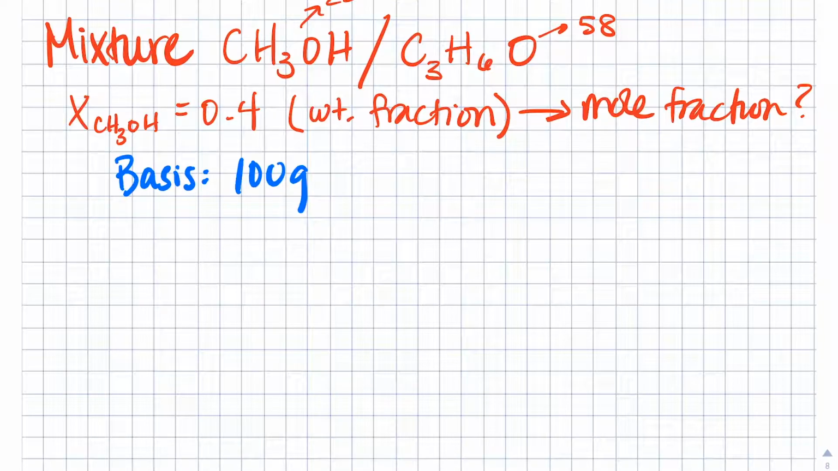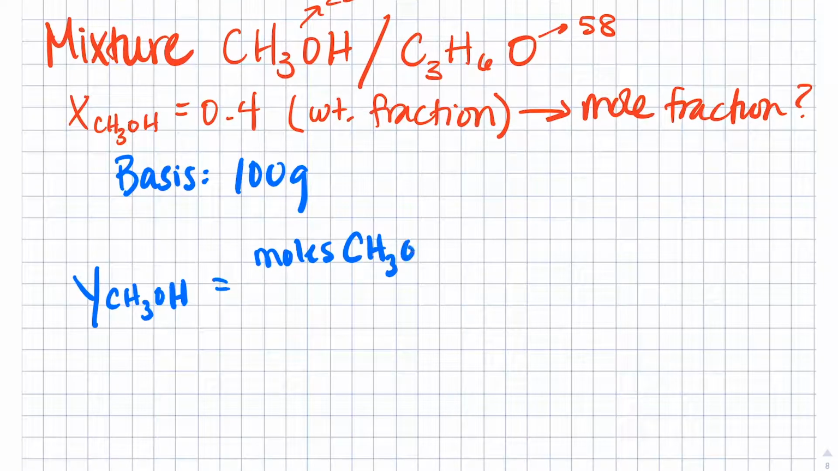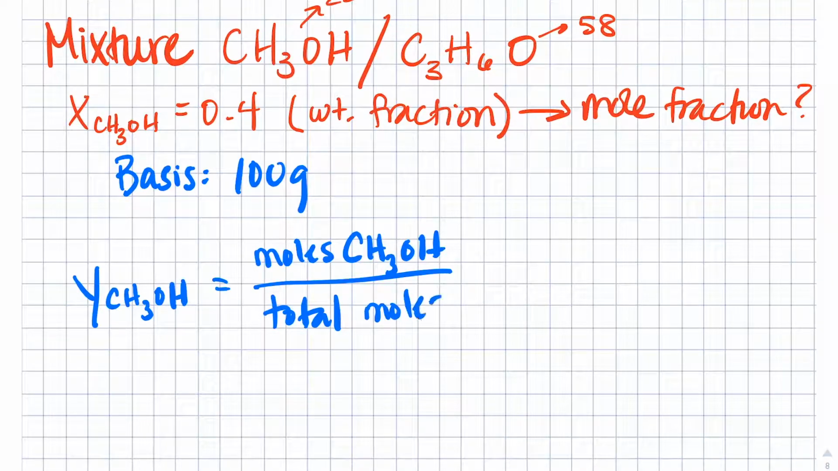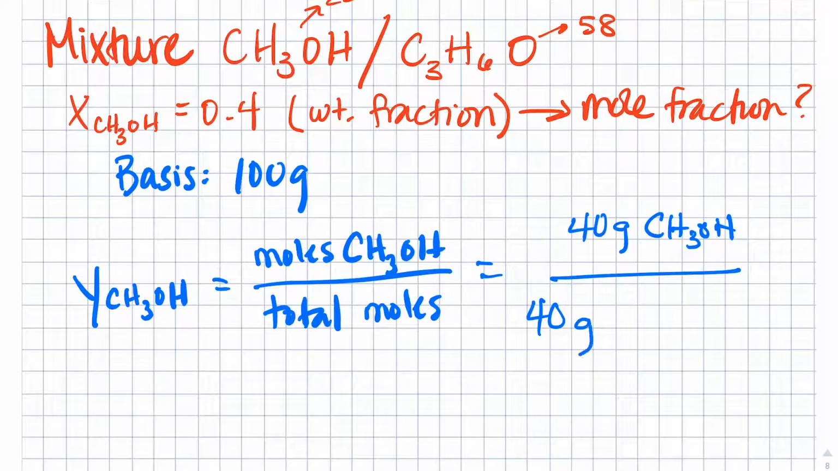And we know that the definition of a mole fraction of CH3OH is equal to moles of CH3OH divided by total moles. So we know if we have 100 grams, 40 of those grams are CH3OH, and 60 of those grams then must be acetone.